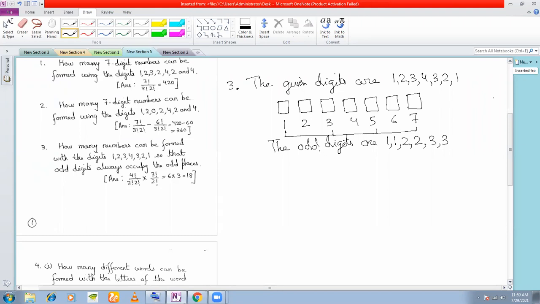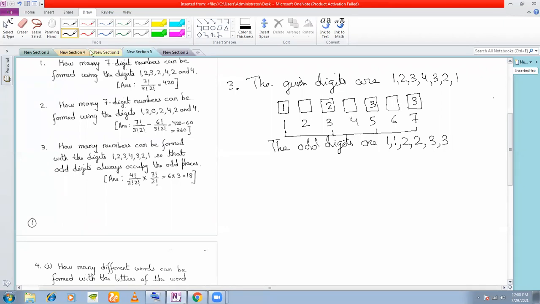Okay. So now if you see in the odd places, let us put the digits. What are the digits here? 1, you have a 2, and say you have a 3 here, and let us put a 3 here. Okay, so the odd places. Sir, 2 there is even. Tell me. Sir, 2 is even.